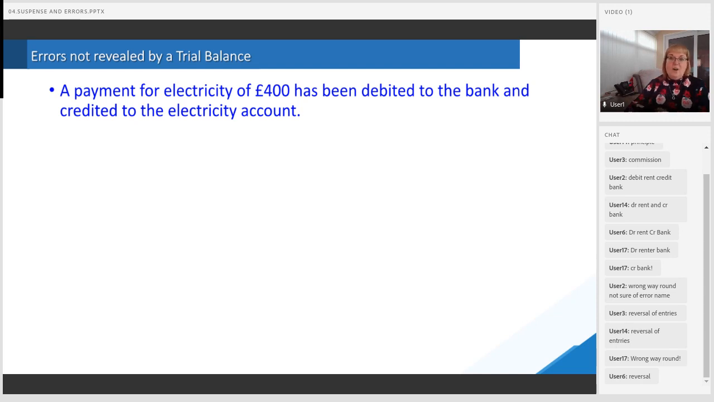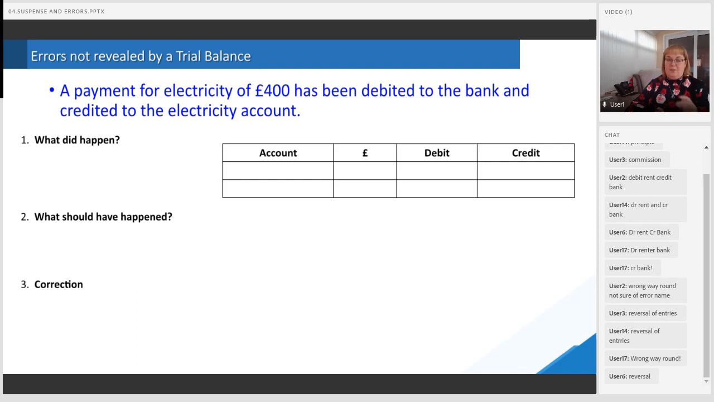So again, I'm going to do my 3 steps, my what did, what should, and the correction. What did happen? Well, obvious in this, because the question is telling me that. So I debited the bank and I credited electricity, and instantly that's wrong, isn't it? Because we know that expenses are debits, and when we make a payment, it's a credit through the bank to reduce the asset.